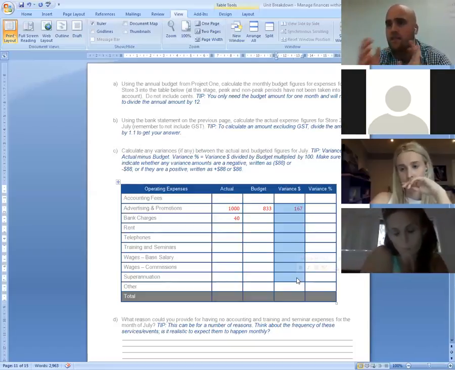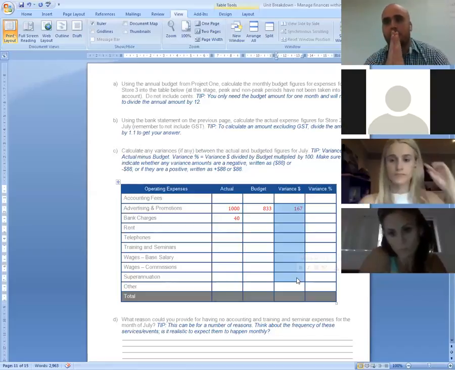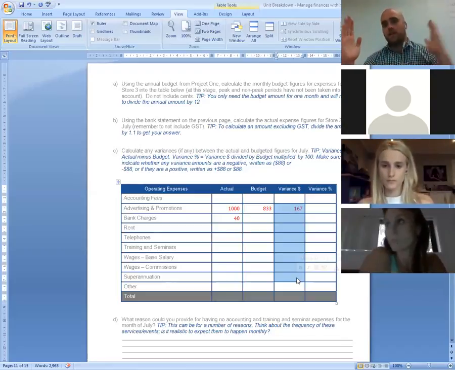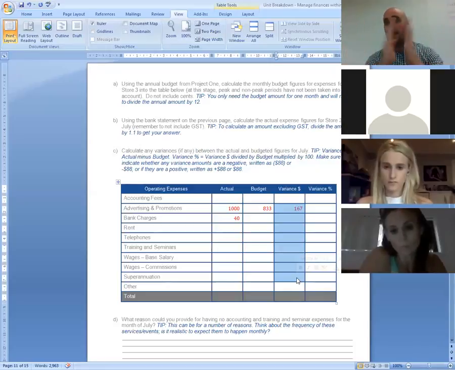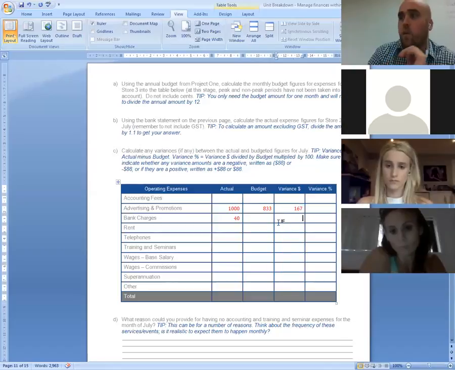You've probably done something similar to this before, but just remember that the variance has favorable on one side and unfavorable on another. If you add them all up, it's not going to make any sense. I'll go through that again at the end.